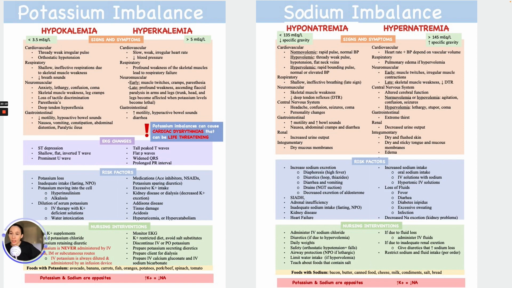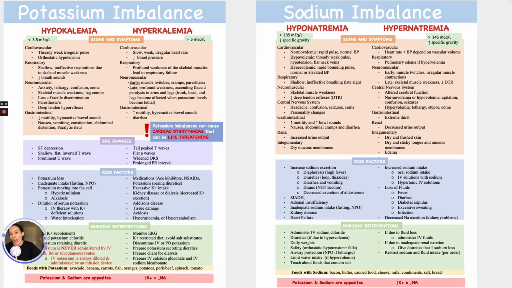Our nursing interventions are to give an oral potassium supplement, liquid potassium chloride, or a potassium-retaining diuretic, and it's important to know that potassium is never administered by IV push, IM, or subcutaneous routes. IV potassium is always diluted and administered through an infusion device. And foods with potassium include avocados, banana, carrot, fish, orange, potatoes, pork, beef, spinach, and tomato.